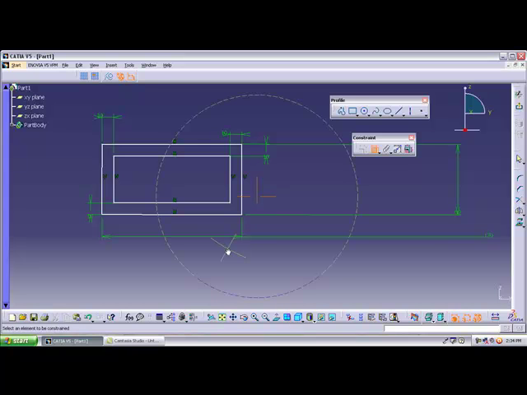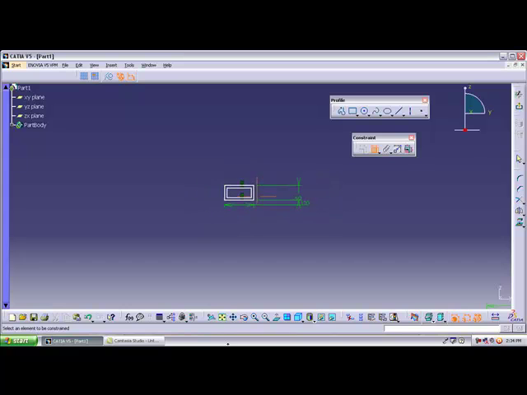It's not fully constrained. Why is it not fully constrained? Right now we didn't give a dimension for where the rectangle is in the plane. So what I can do is take a reference, select these two lines, and give one constraint. One more time, select these two lines and form one dimension.